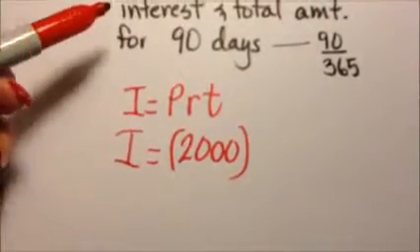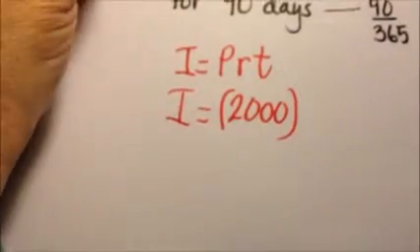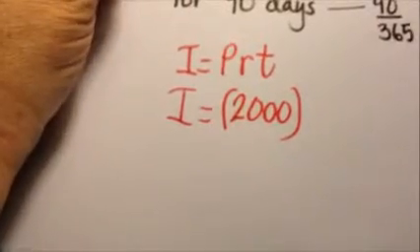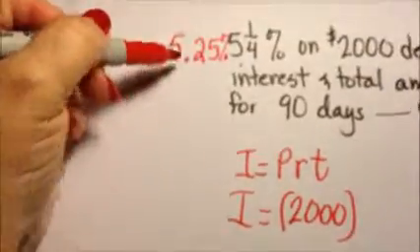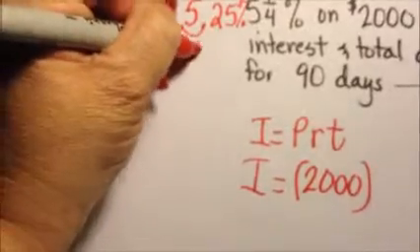Okay, the interest rate is 5 1/4. So that actually is 5.25%. So then I would move that decimal 2 to the left. So it's really 0.0525.